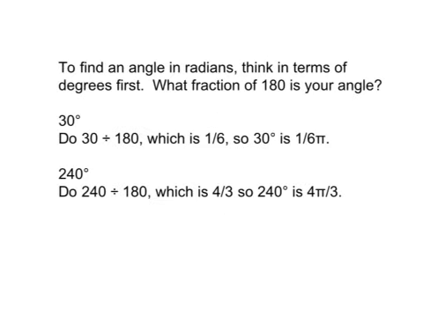To find an angle in radians, I find it's easiest to think in terms of degrees, so what fraction of 180 is your angle? So for 30, you do 30 out of 180, which is 1/6, so 30 is 1/6 pi, or pi over 6. For 240, you do 240 divided by 180, which is 4/3, so 240 is 4/3 of pi, or 4 pi over 3.